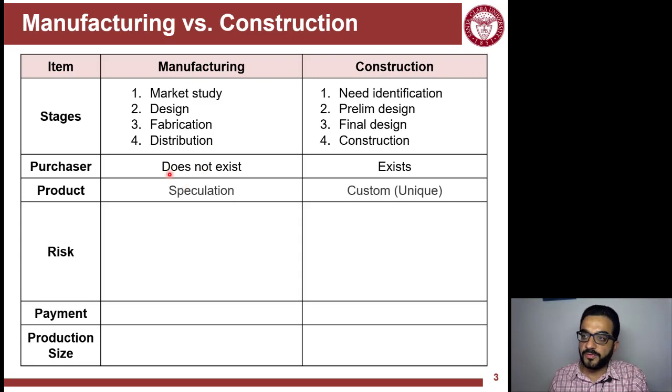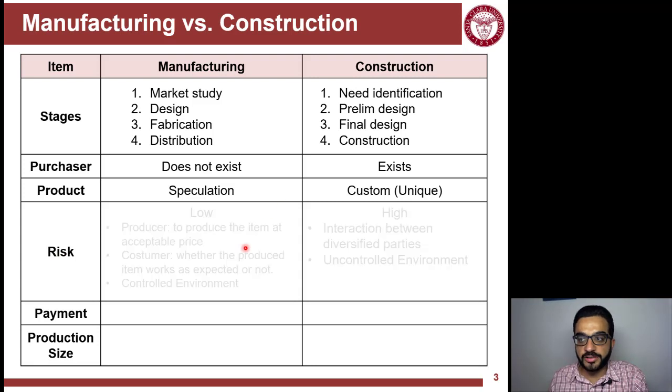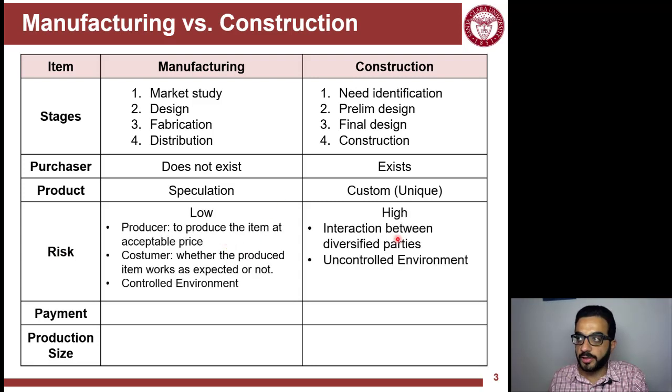The product in manufacturing is based on speculation. So you speculate the market demand, but in construction it's custom made, and you wait for the demand to exist, owners to ask for builders, and then builders will show up. The risk in manufacturing is relatively lower than in construction. It's low for the producer and it's lower for the customer.